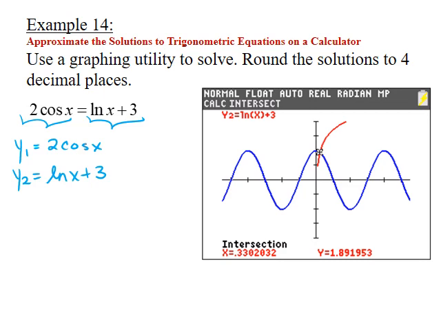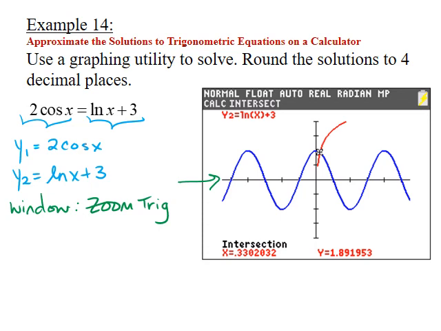Now, your graph might look different than the graph that I have provided. To correct that, on your calculator, you can go to Window, Zoom, Trig. That will make the x-axis in radians, so multiples of pi, and so it'll be a little bit easier.